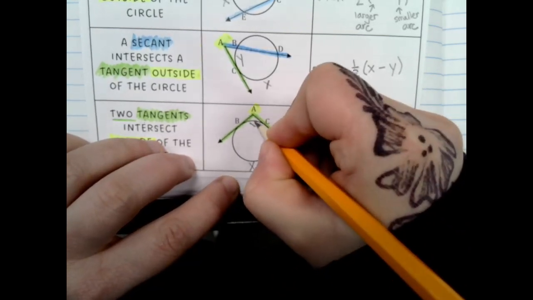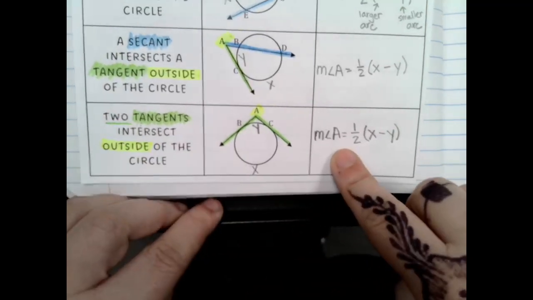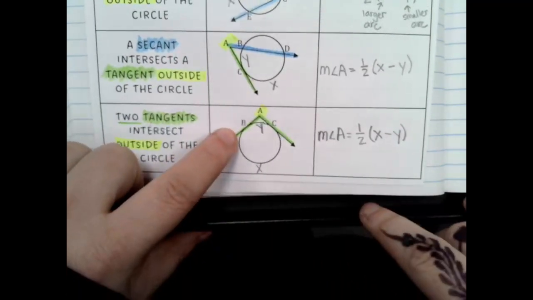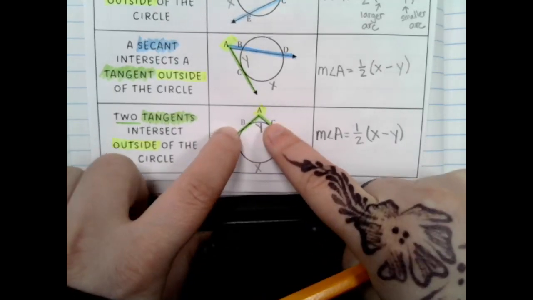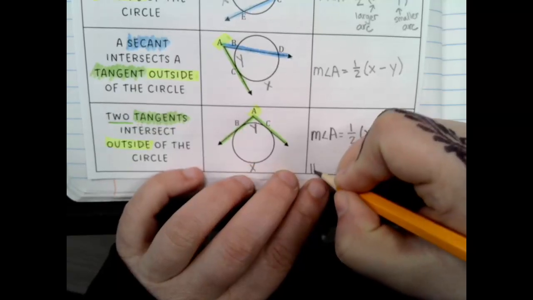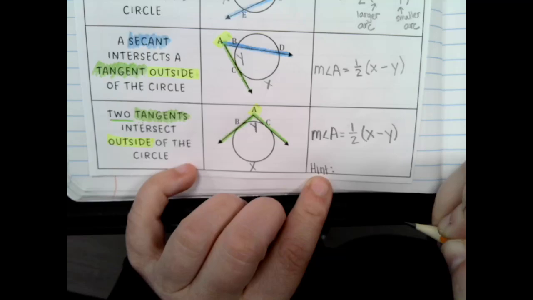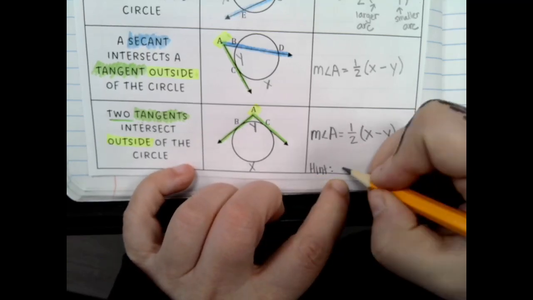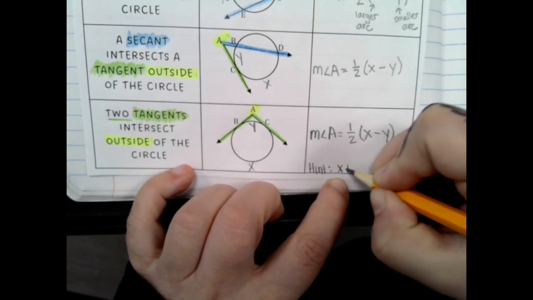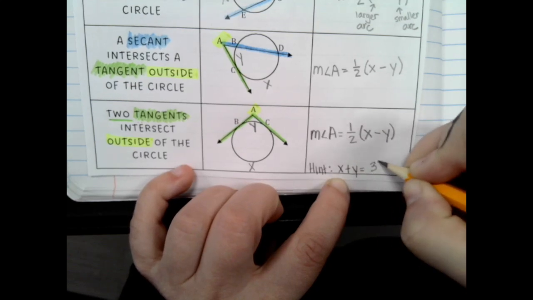Now in this one specifically, not in the other ones, this one specifically, because they both start at B and they both end at C, it's going around the whole circle. So in this one, a hint, if they don't give you both x and y, that's okay, because you know x and y together make the whole circle. So what do x and y add up to? 360.